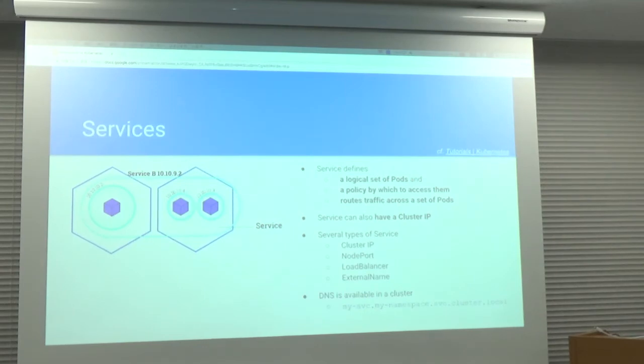And several types of service are available for your purpose. And DNS is also available in the cluster. This is set up automatically. The service name, the namespace, and svc.cluster.local.